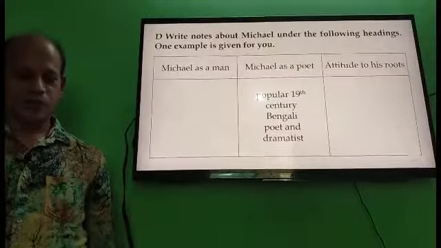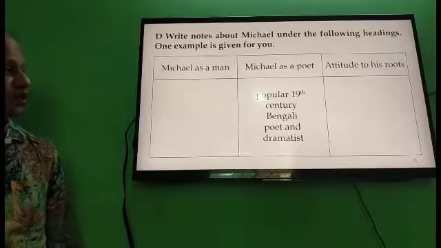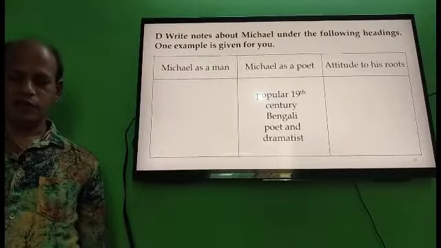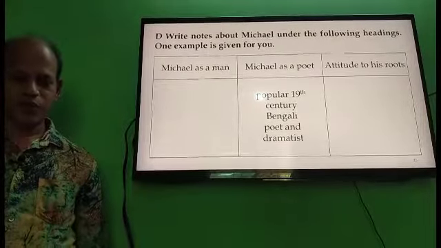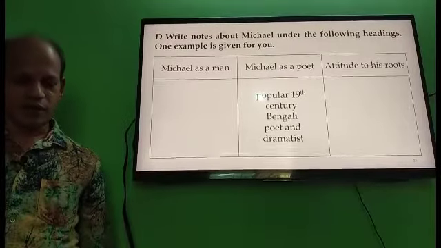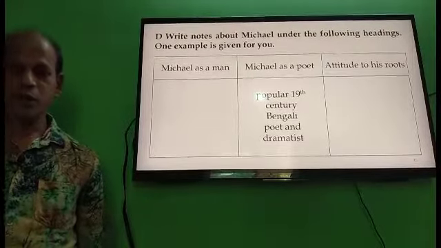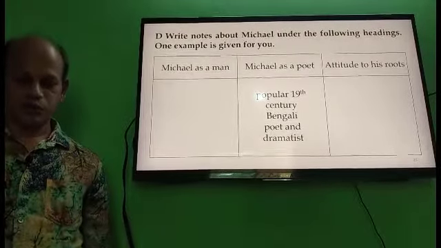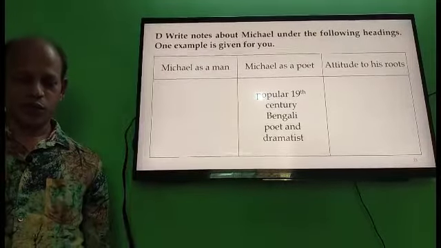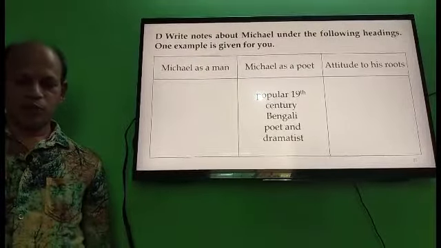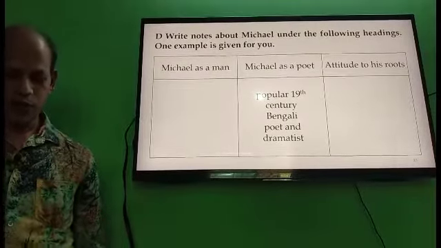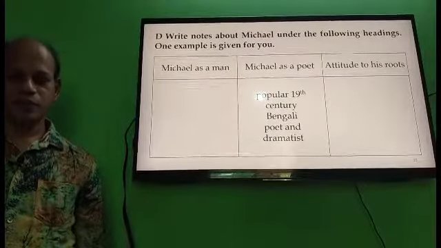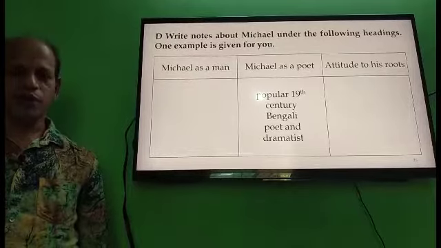Now, let us come to another activity in section D of your textbook. Section D. Write notes about Michael under the following headings. 1 example is given for you. You see heading, Michael as a man, Michael as a poet. Three columns are there. So in the middle column, there is an answer. Popular 19th century Bengali poet and dramatist. As Michael is a poet, he was very popular in the 19th century in our literature.